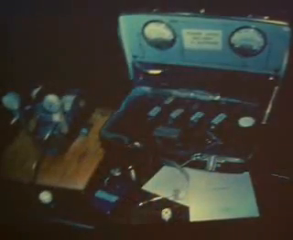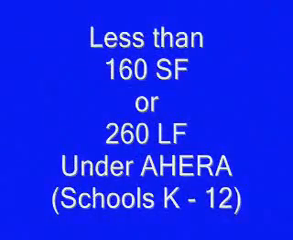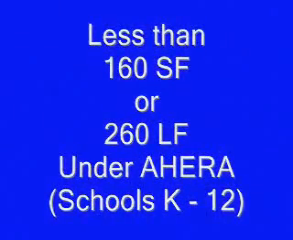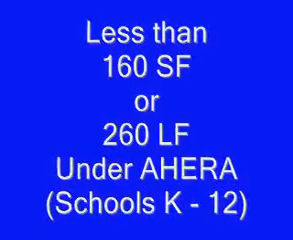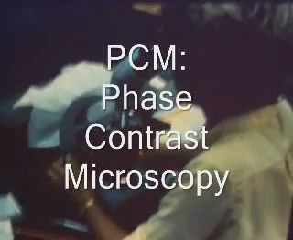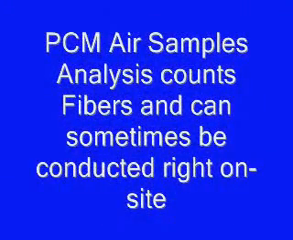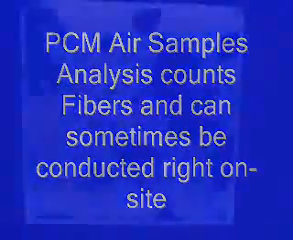There are two types of sampling and analysis that can be conducted for asbestos air samples. Under AHERA, if the quantity of asbestos-containing materials being removed is less than 160 square feet or 260 lineal feet, then the final clearance air samples can be secured and analyzed by what's called phase contrast microscopy, or PCM. PCM analysis counts a concentration of fibers and can sometimes even be done on site. This gives us a faster turnaround time on the results.